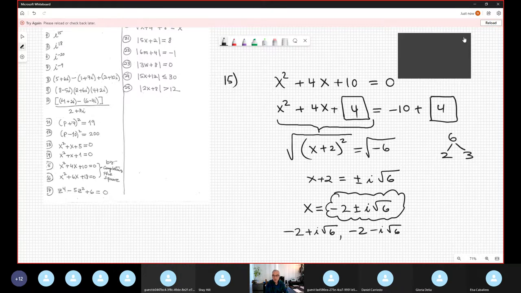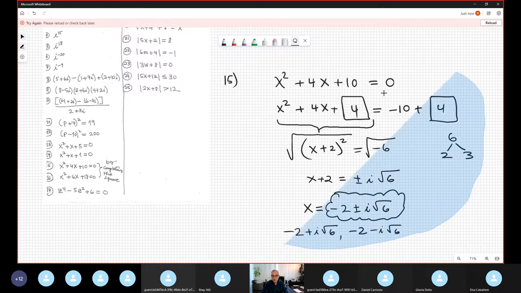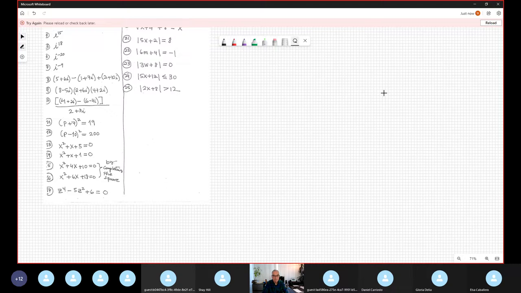Okay, now we are doing number 16, which is similar. 16 is another example of completing the square: x squared plus 6x plus 18 is equal to 0. Same organization. You copy x squared, 6x, you move 18 to the other side, and you put a box to complete the square.